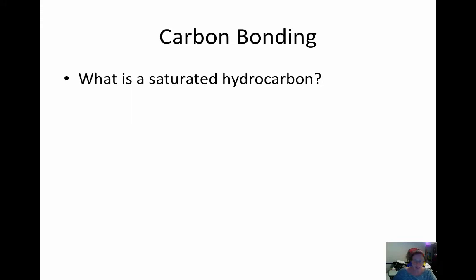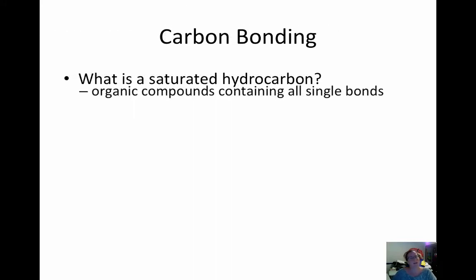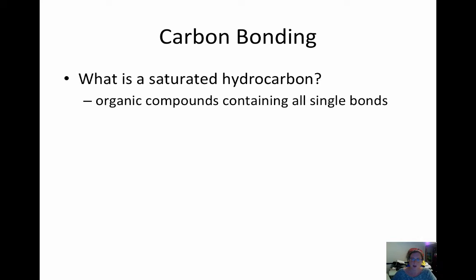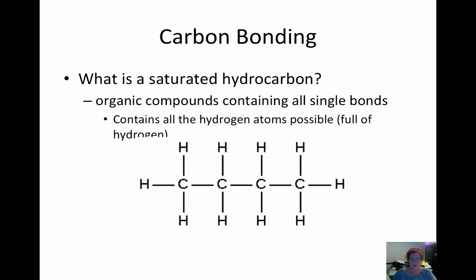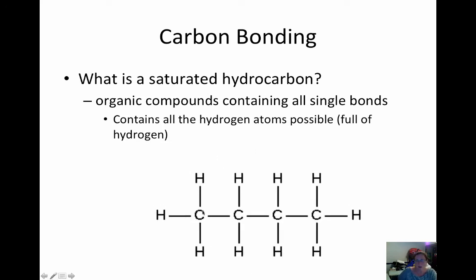A saturated hydrocarbon. This is when the organic compound with carbon has all single bonds. So an example of that would be right here, where everything is a single bond and every single spot has hydrogen around it. So this contains all hydrogen atoms that are possible. So it's full of hydrogen. This means that it is a saturated hydrocarbon. Notice the word hydrocarbon here. This we're going to talk about more tomorrow, but a hydrocarbon simply contains hydrogen and carbon.